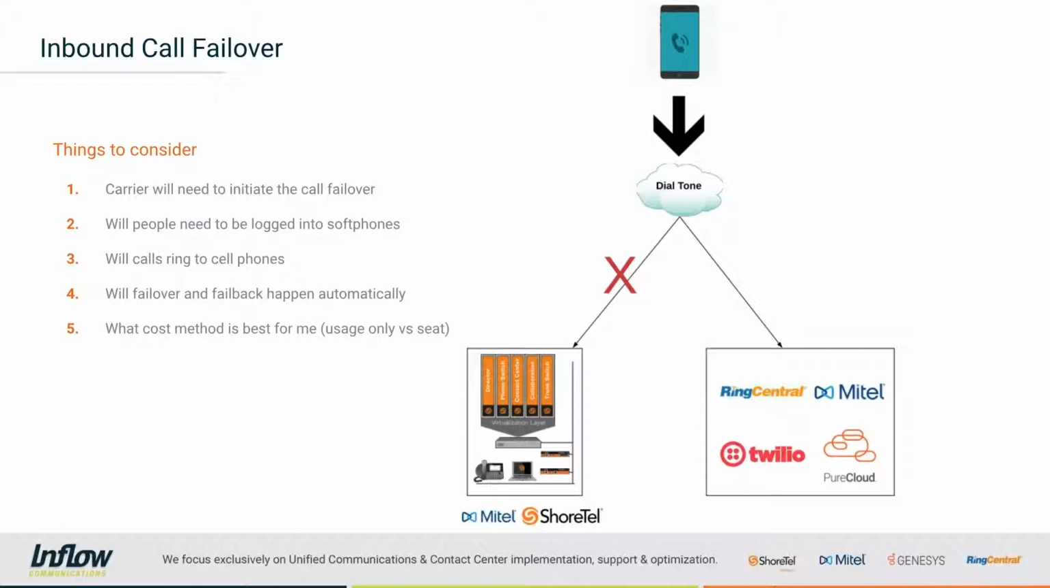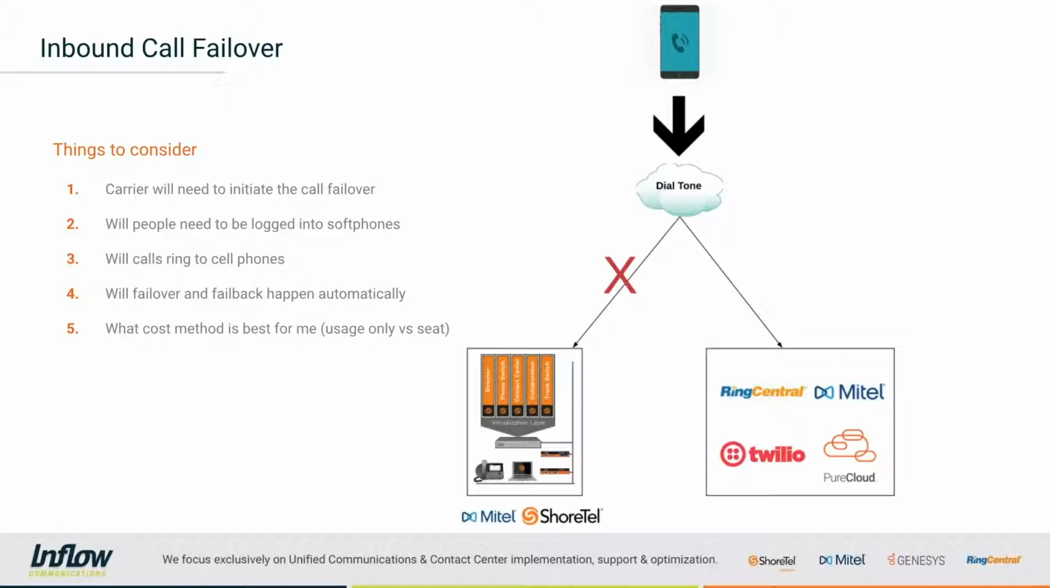Number 4 is, will the failover and failback happen automatically? That's something we've got to work out with the carrier to say, can you monitor this circuit, and when the circuit has an issue, can you automatically fail over to these phone numbers in the cloud? If not, you'll have to open a ticket anytime that happens and say, can you forward this number to this number, and manually turn the forwarding on and off with the provider.